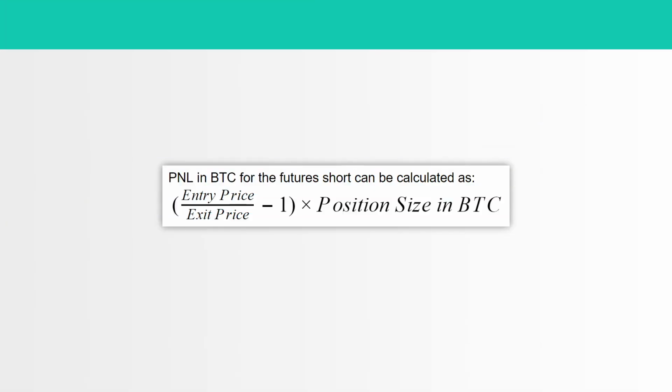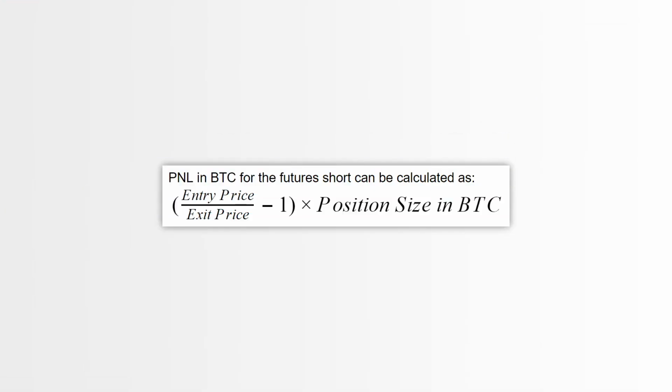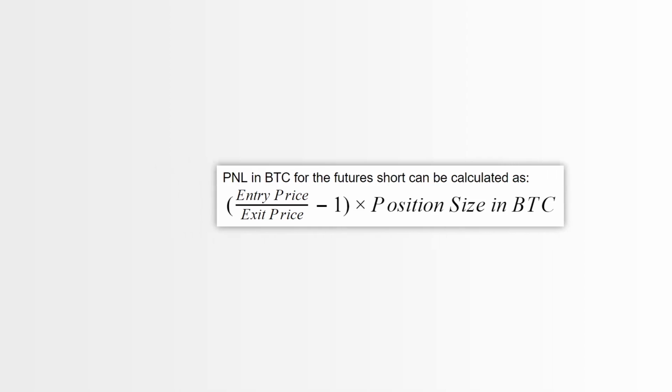More generally, the P&L in Bitcoin for the futures short can be calculated as entry price divided by exit price minus 1, times position size in BTC.